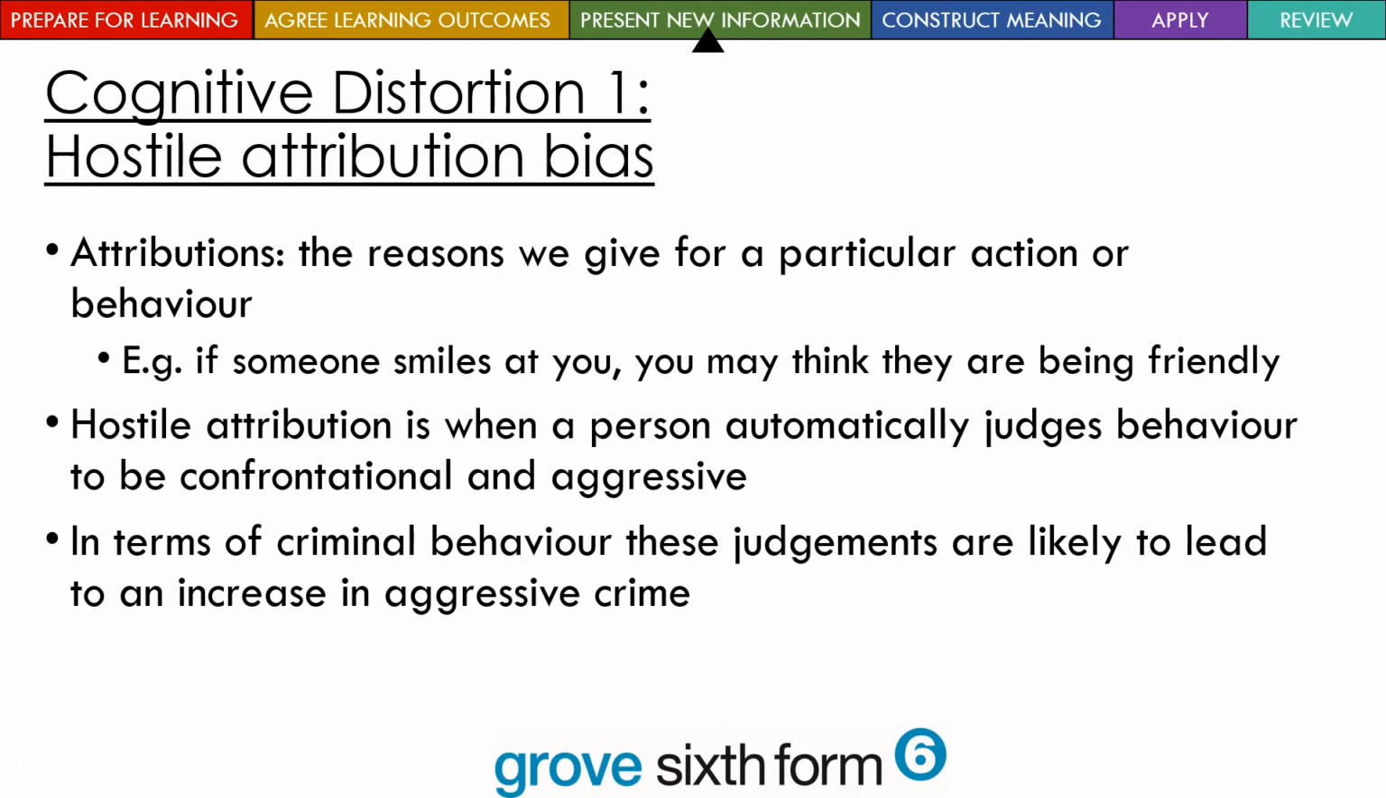Now, the link between individuals having a hostile attribution bias and engaging in criminal activities is that, as a result of seeing this increase in potential threat, individuals then engage in irrational responses, quite often highly violent, and therefore these types of incidents will lead to individuals being prosecuted for certain crimes such as assault.